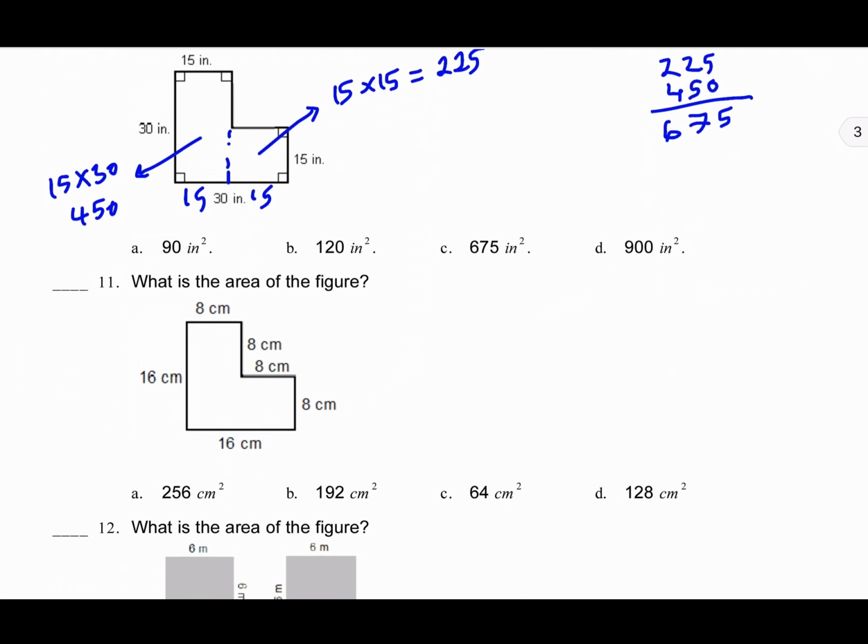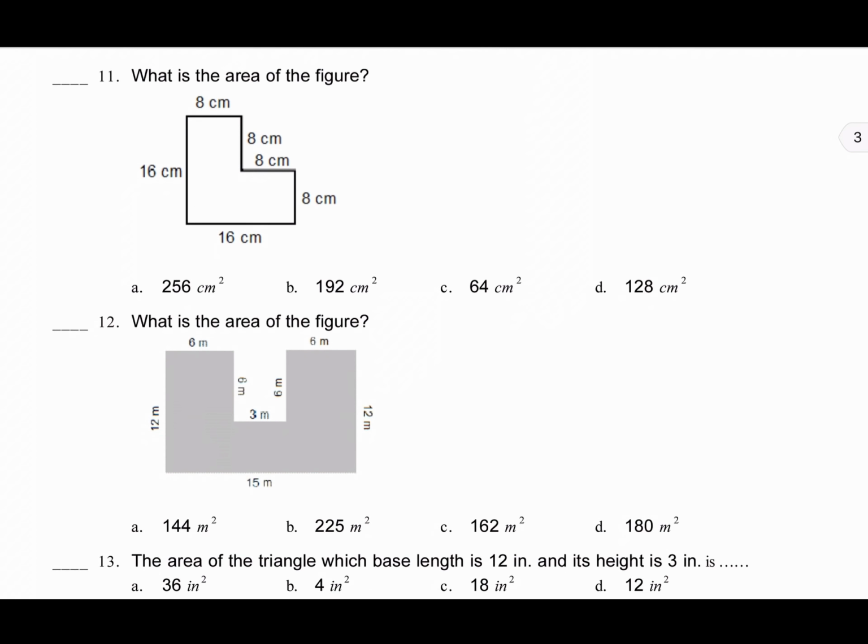Next question, the same question. What is the area of the figure? We can divide this figure. Let us divide it from here, for example. Now here it's 8 times 8, which is 64. And this one 8 times 16, which is 128. So now 64 plus 128 equals 192, which is B.